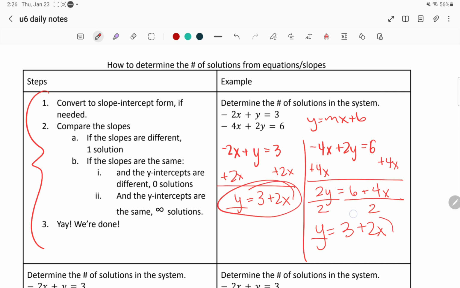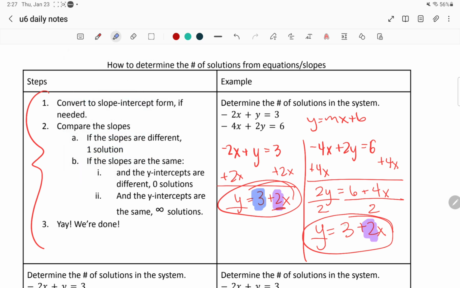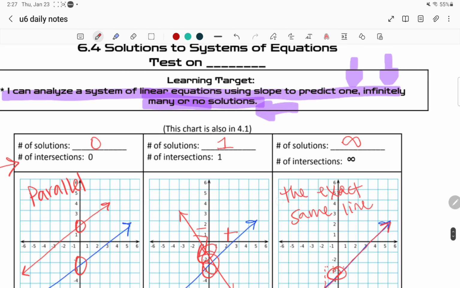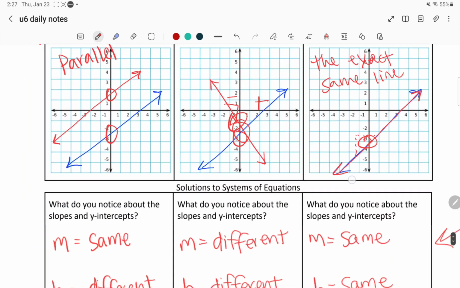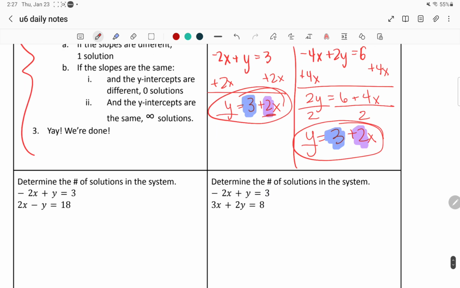So, solve for y. I notice that my slopes are the same. I'm going to use a highlighter. My slopes are the same, and my y-intercepts are the same. Remember, if both things are the same, then it is infinite solutions. So on Delta Math, I would put infinite.